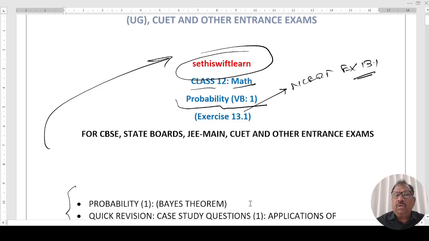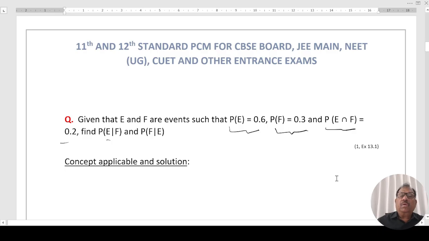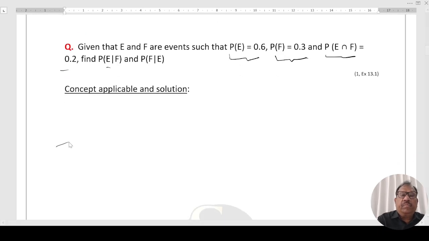Now let's start with the question. Given that E and F are events such that P(E) equal to 0.6, P(F) equal to 0.3, P(E intersection F) equal to 0.2, and we have to find P(E|F) and P(F|E). Right? Concept applicable in solution.